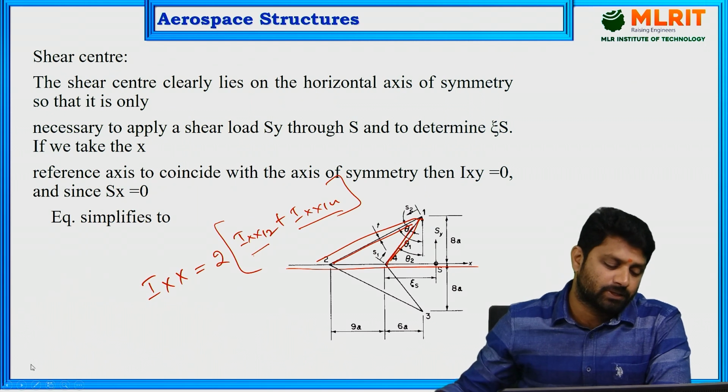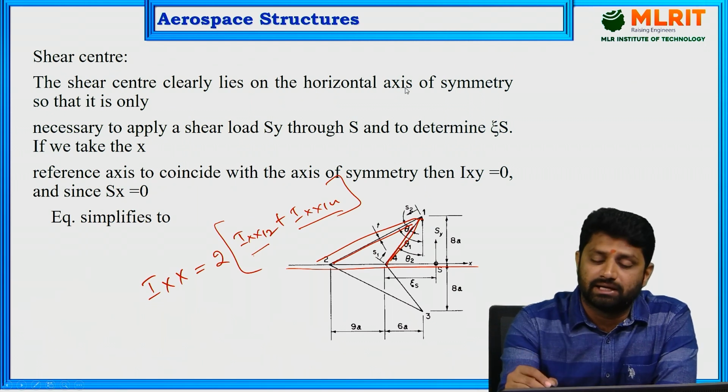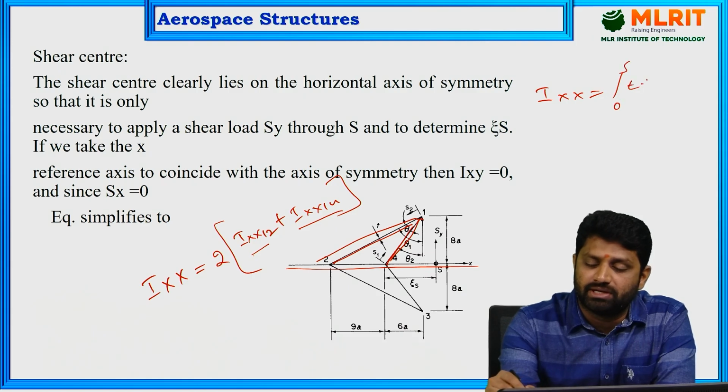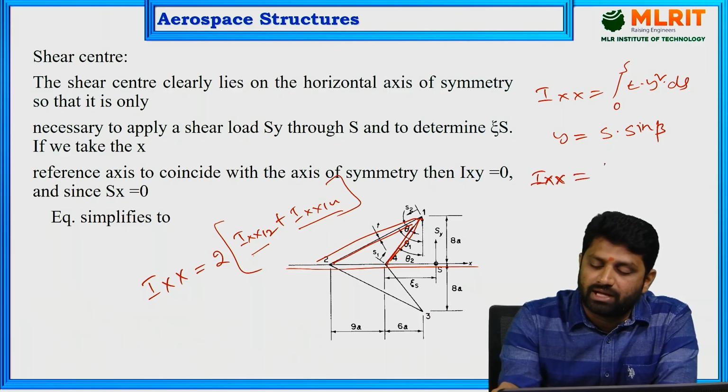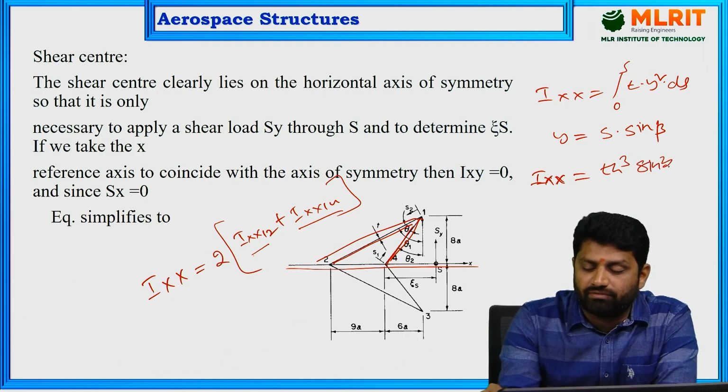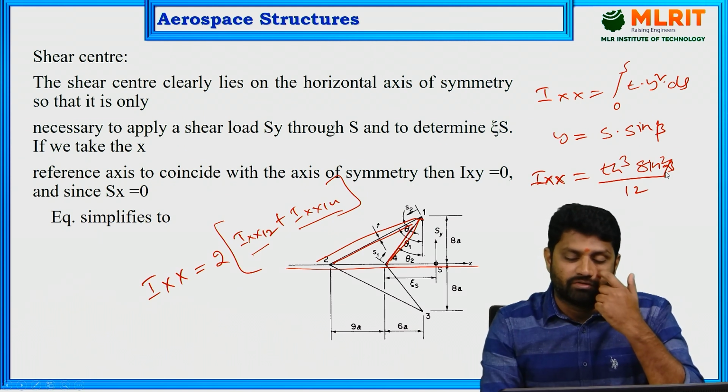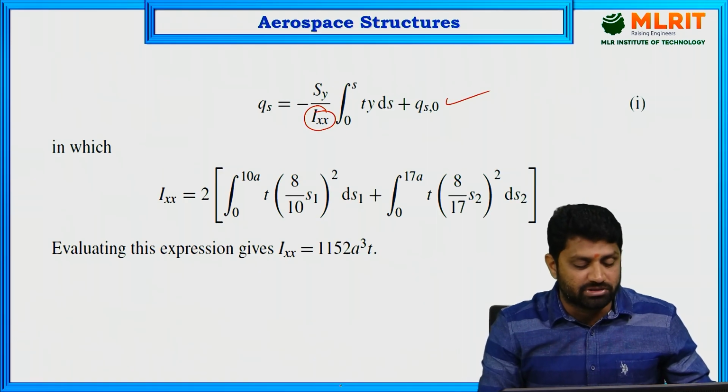We have seen that Ixx equals the integral from 0 to s of t y square ds, which we used. For y we substituted s sine beta, and substituting in the formula we got t cube something sine square alpha, or sine square beta, by 12. Like that we got the moment of inertia for the inclined section. Now a similar kind of procedure we have to adopt here.